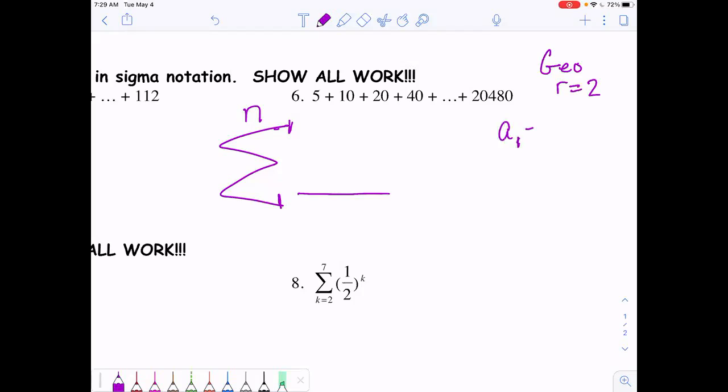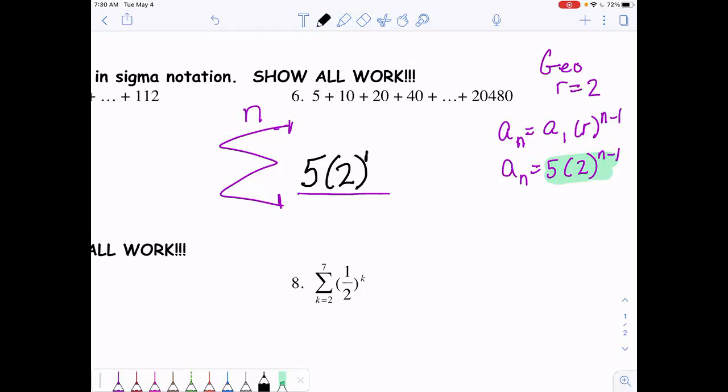When it's geometric, we have the first term times r to the n minus 1. So the first term is 5. Ava said r is 2, and then you have n minus 1. So the formula part is right here, and that's going to go next to the sigma. So 5 times 2 to the n minus 1. That would be our geometric formula. So you can see what we did with sequences, we're still using and applying to series.